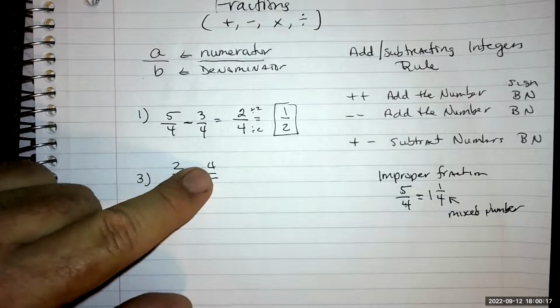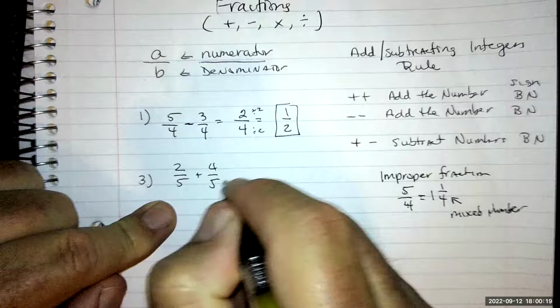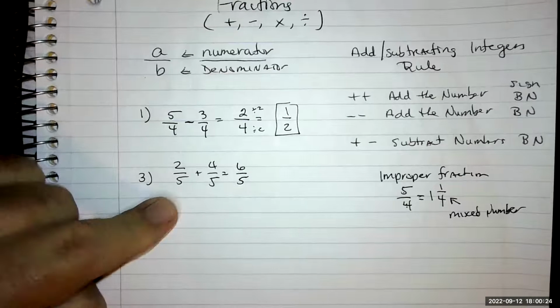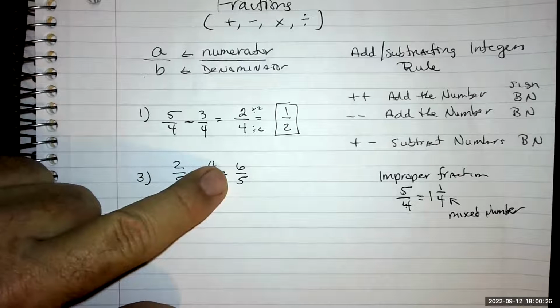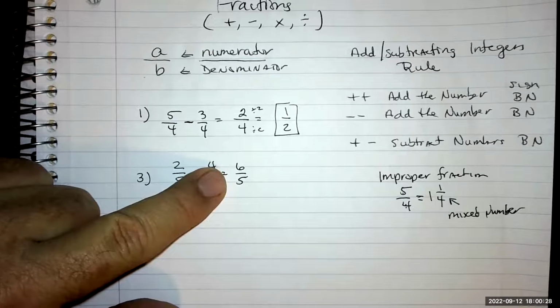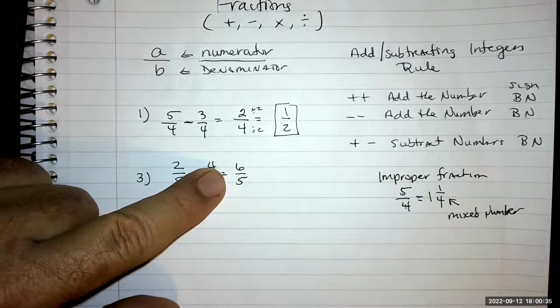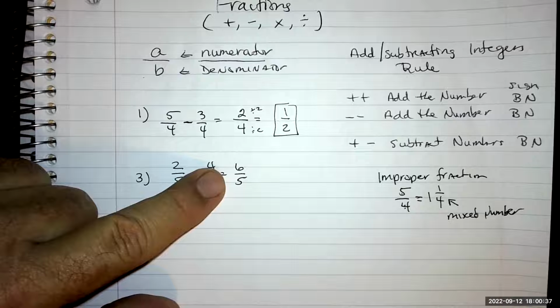So 2 plus 4 is 6, and the denominator stays the same. It's a 5. Now, look what kind of fraction it is. It's an improper fraction. All right, so in this case, we're going to go ahead and convert improper fractions into mixed numbers. If we're doing algebraic equations, I'd want you to leave it as an improper fraction.